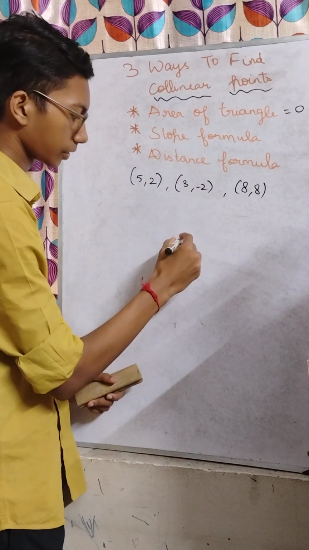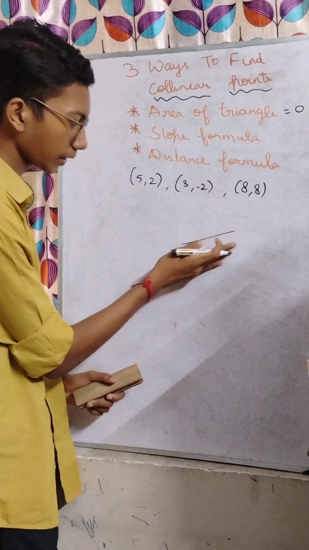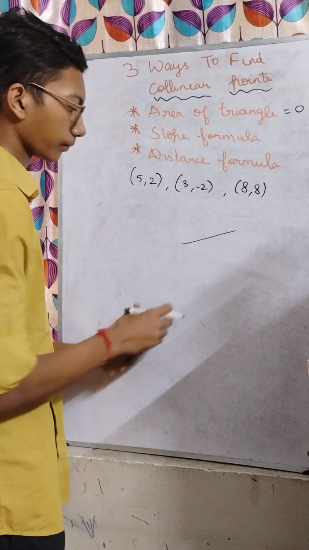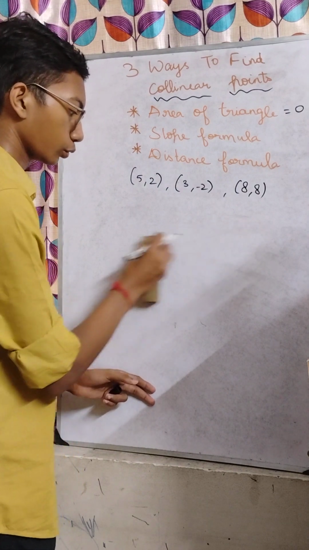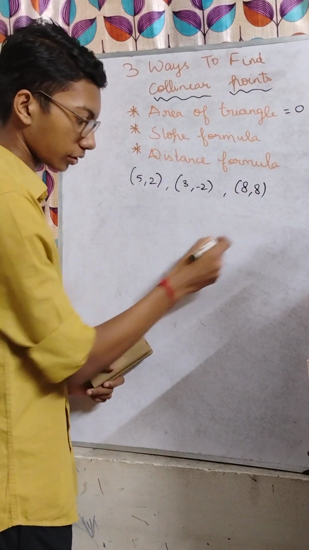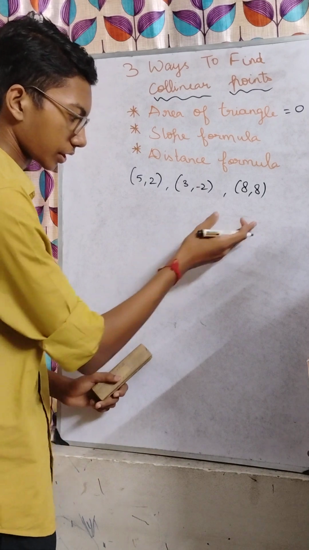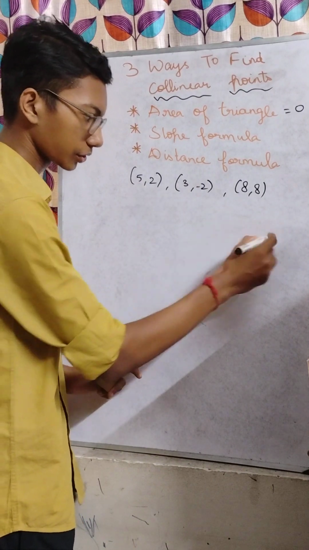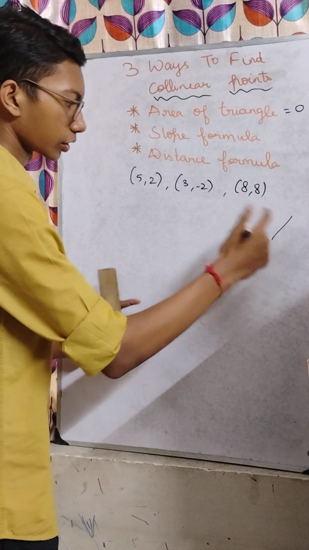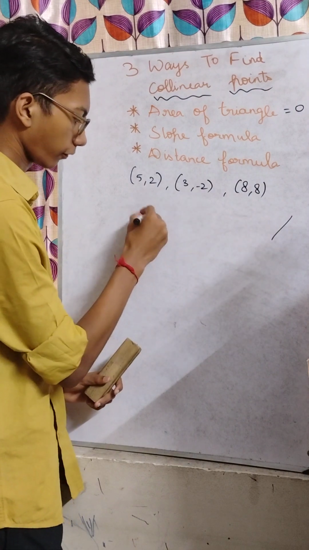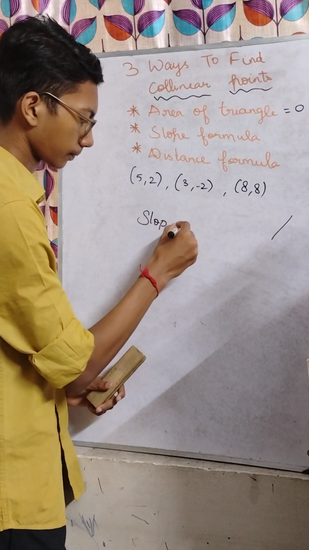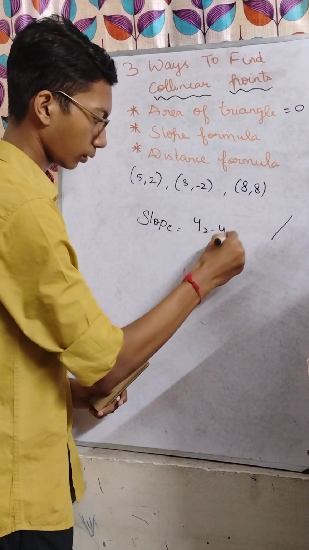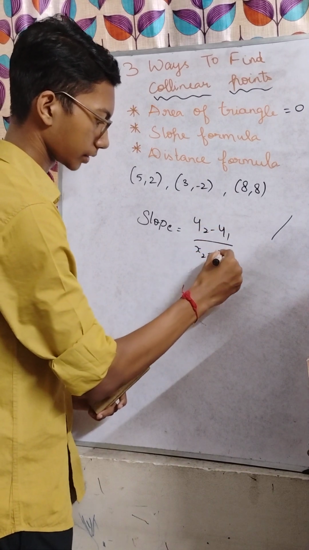So what is slope? Slope is the inclination of the line. That is what slope refers to. So if all these are on the same slope, then we can say these three lie on a single straight line. So that's the concept behind this. The formula for slope is y2 minus y1 by x2 minus x1.